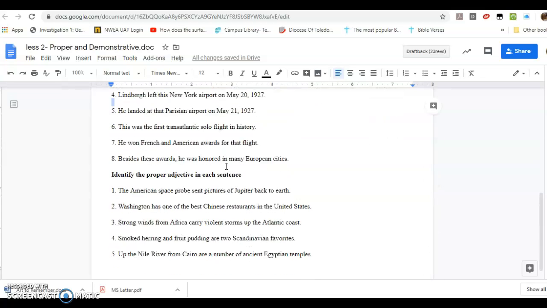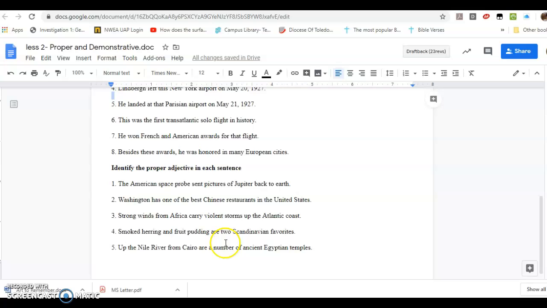Particularly in this bottom section, there are proper nouns thrown in there to test you. So please look over your responses, look over your worksheets again, and then resubmit them after you make corrections.